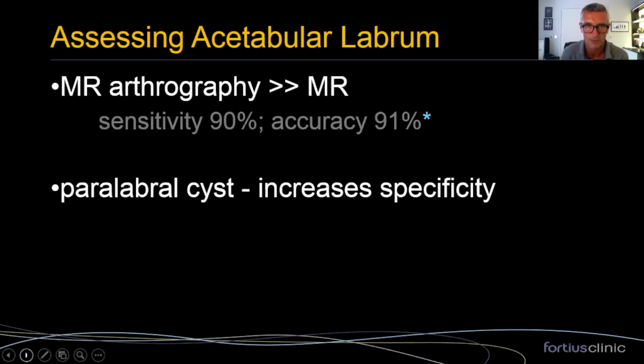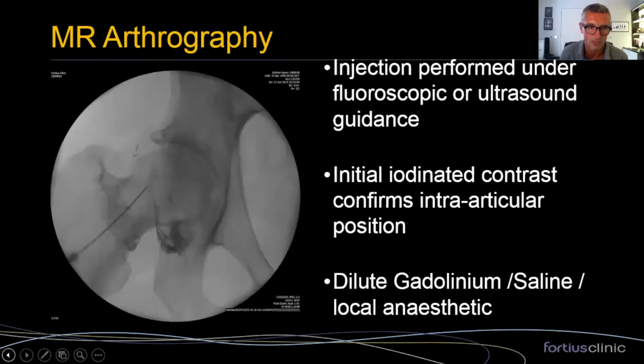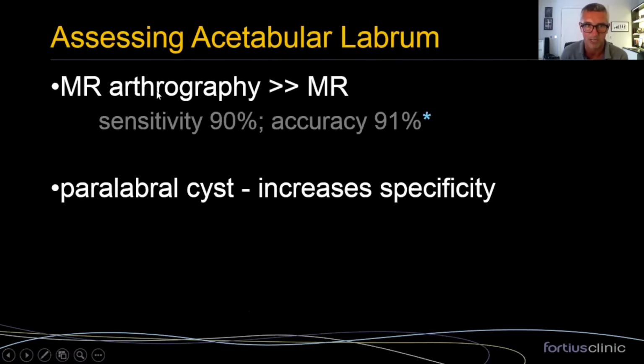So do you need an arthrogram or not? Well, the truth is that the arthrogram, even at 3T, is said to be more sensitive and accurate than an MRI without arthrogram. But patients don't like arthrograms, so if you can avoid it, then you probably should, particularly in younger patients. They don't like the procedure.